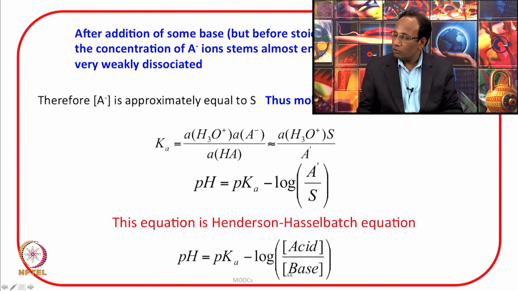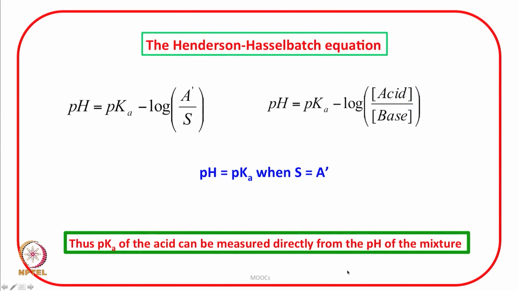This is a very important equation. We will discuss more about this in the next lecture, but now if I take A prime equal to S, that is, when the concentration of acid is equal to the concentration of salt, then pH is equal to pKa. So, that means the pKa of the acid can be measured directly from the pH of the mixture. If we know the pH, and the concentrations of acid and salt, we can measure pKa.